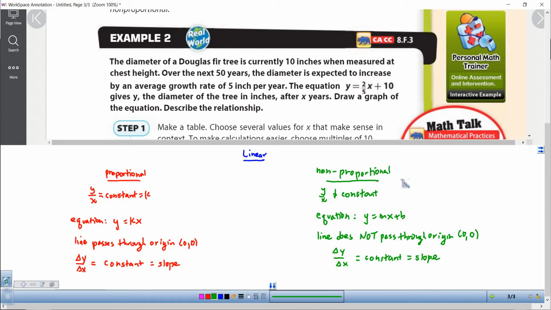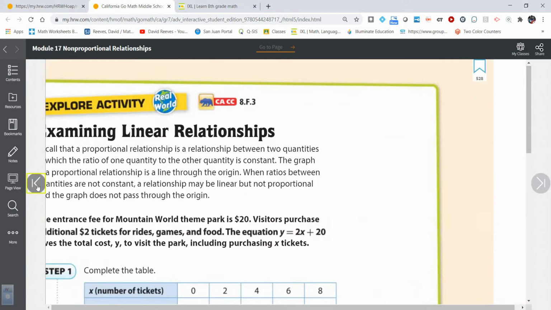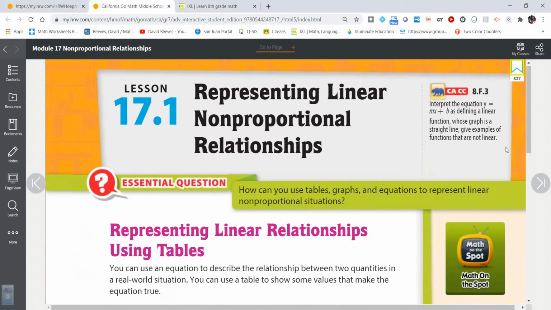And again, we're moving into non-proportional, y equals mx plus b. We have that extra part at the end that is added. And of course, sometimes it might be negative. So let's take a look at some examples.